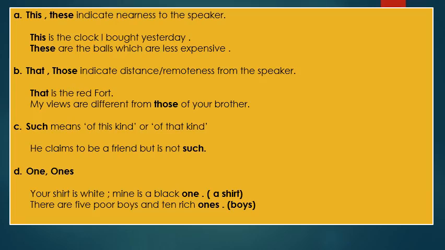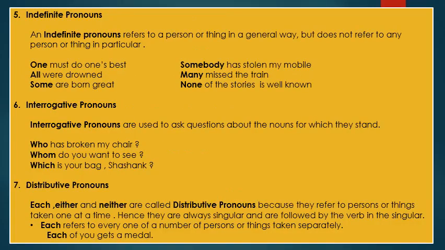Number D, one, ones. Your shirt is white, mine is a black one. Here he is talking about one shirt. And next sentence, there are 5 poor boys and 10 rich ones. Here talking about boys.